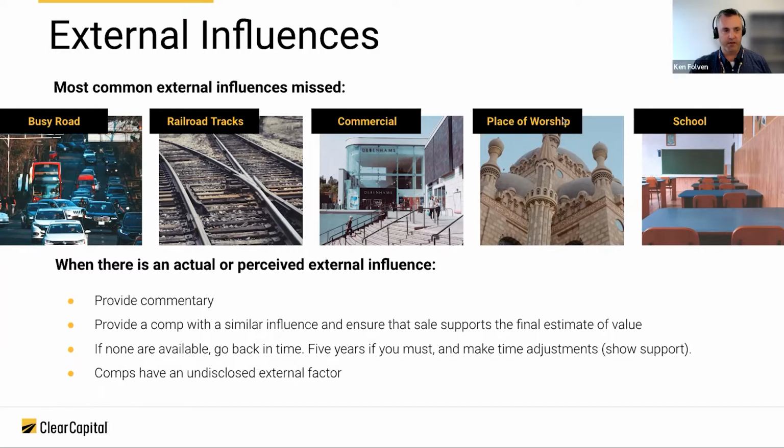Yeah, I love the idea there, Todd, of going back in time. I think a lot of appraisers are skeptical of going beyond a year for a comparable, and sharing that going back beyond 12 months up to 5 years, as you pointed out, is important to try to demonstrate that marketability if the subject has one of these influences.